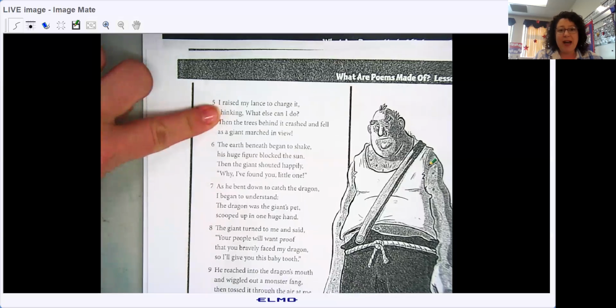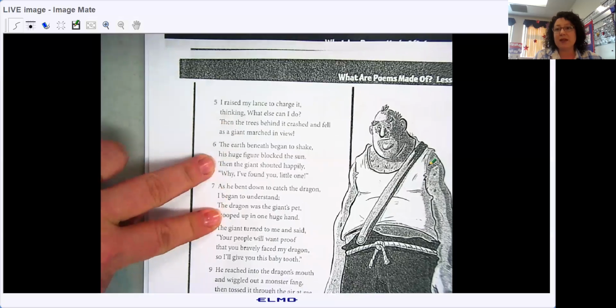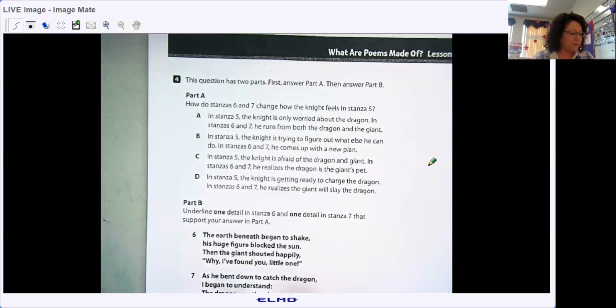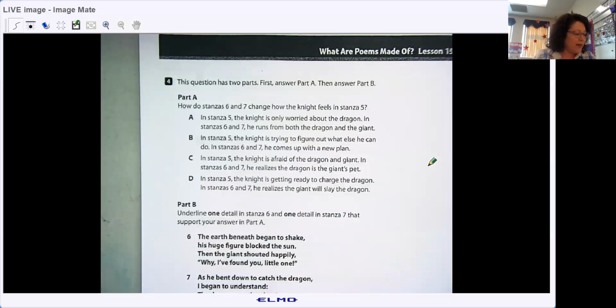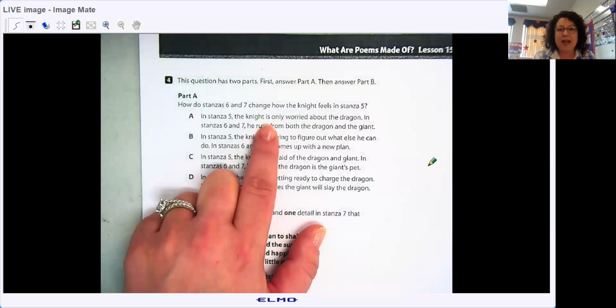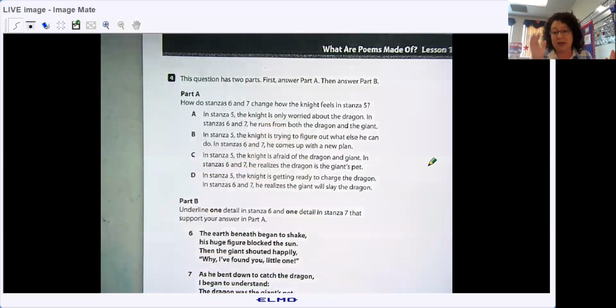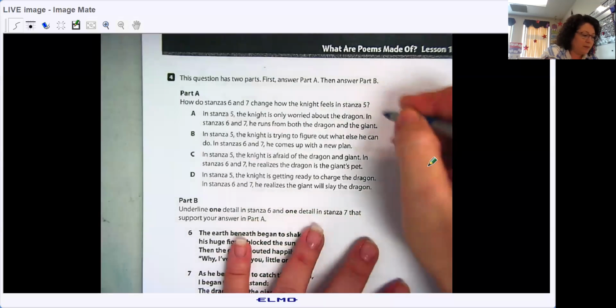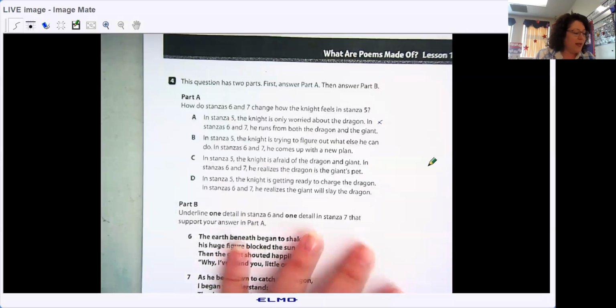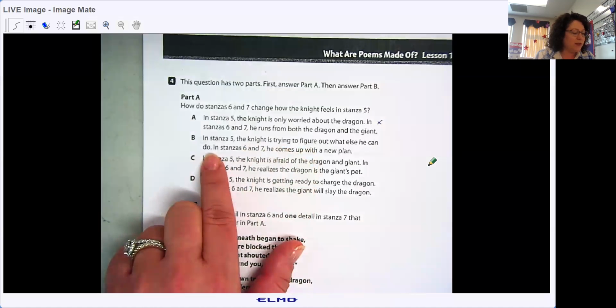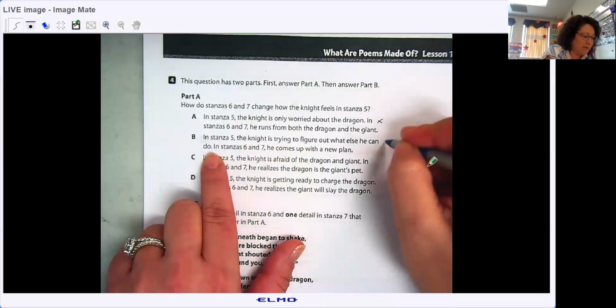So stanza 5, he sees the giant. 6 and 7, he realizes it's the giant's pet. All right, in stanza 5, the knight is only worried about the dragon. I already know that's wrong, so I don't even have to read the rest of it because it was the giant. In stanza 5, the giant is trying to figure out what else he can do. No, in stanza 5, he sees the giant.